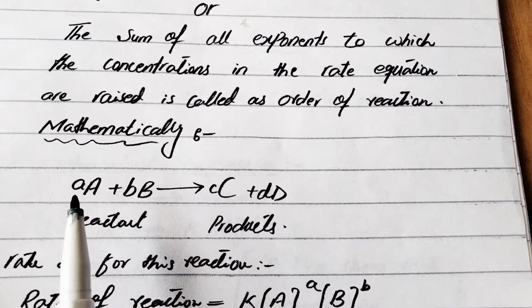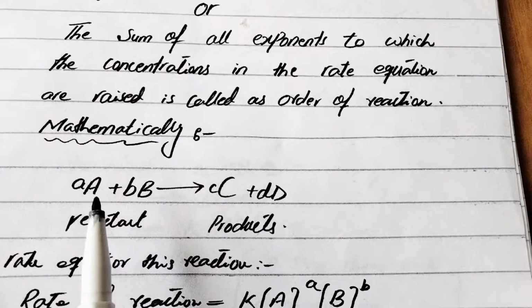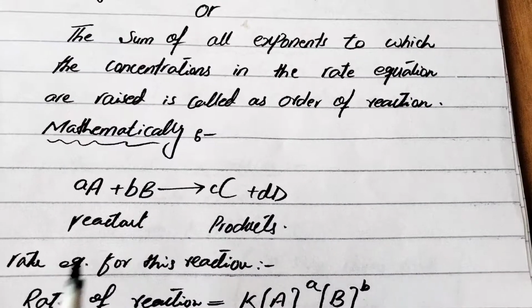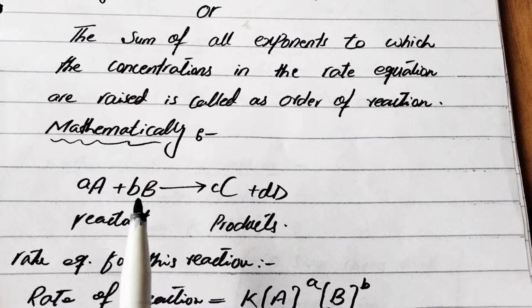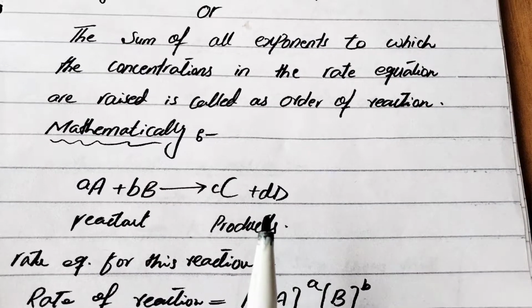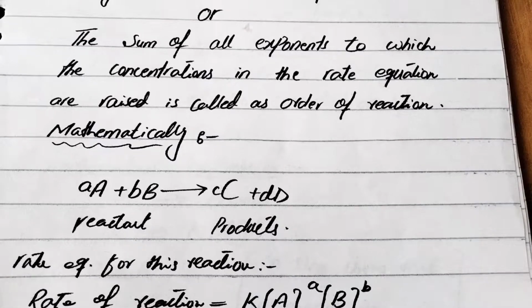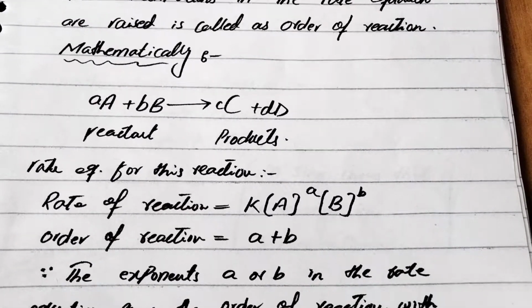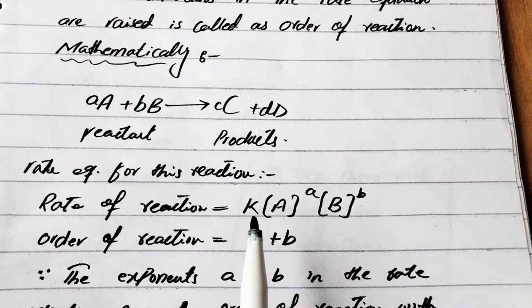A and B are the reactants and C and D are the products. When the chemical reaction occurs, A and B, the reactants, combine and change into the products. What is the rate equation for this reaction? Rate of reaction is equal to k. k is the constant value.